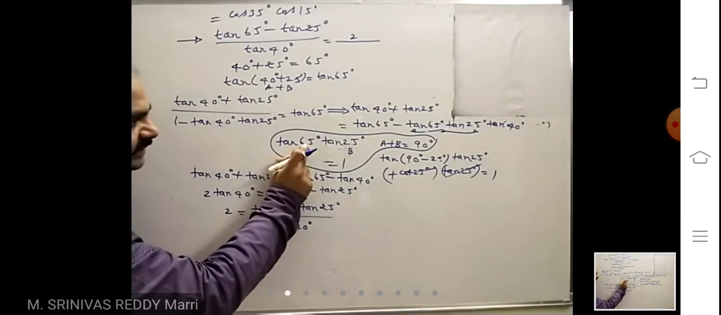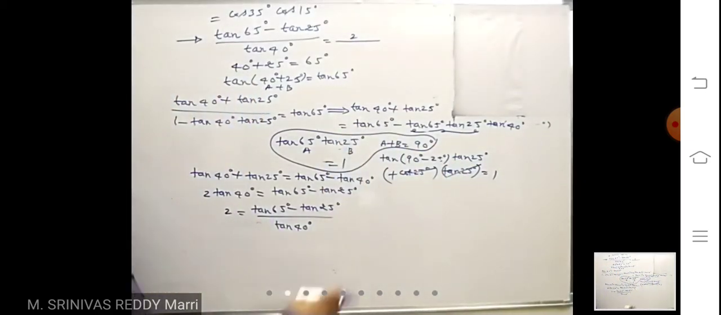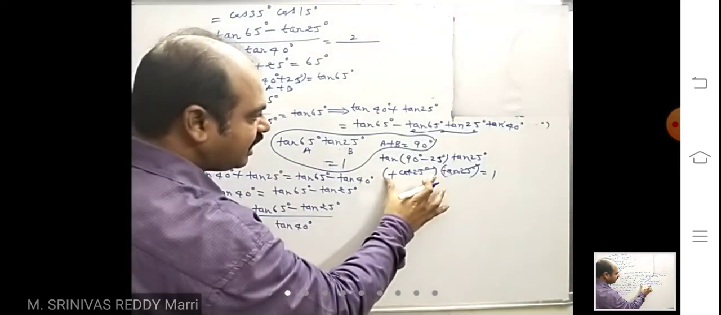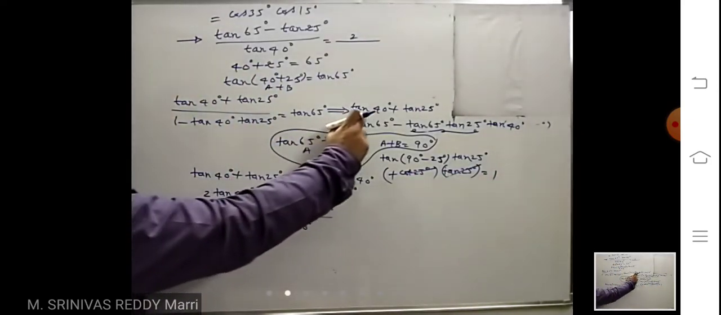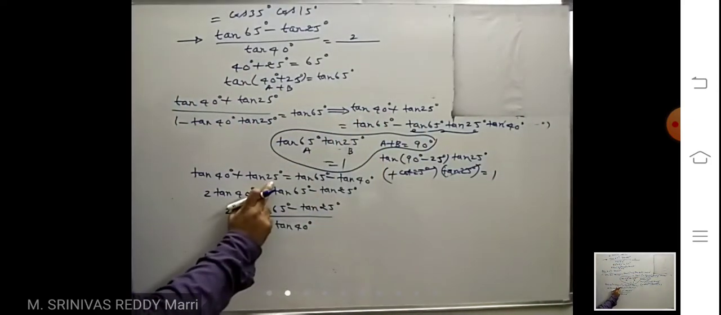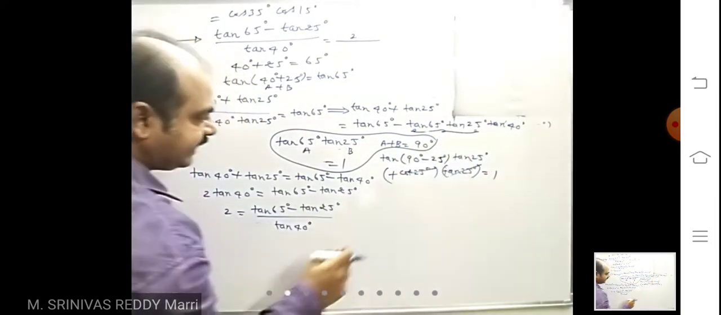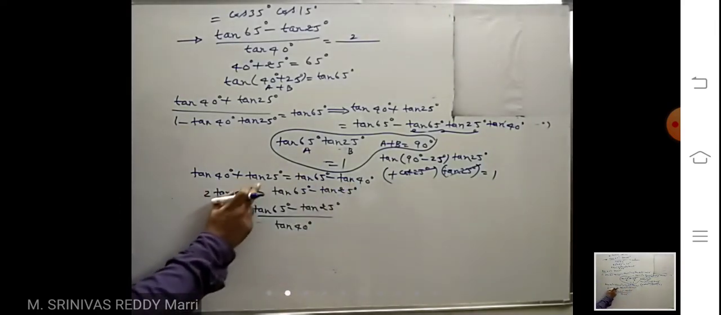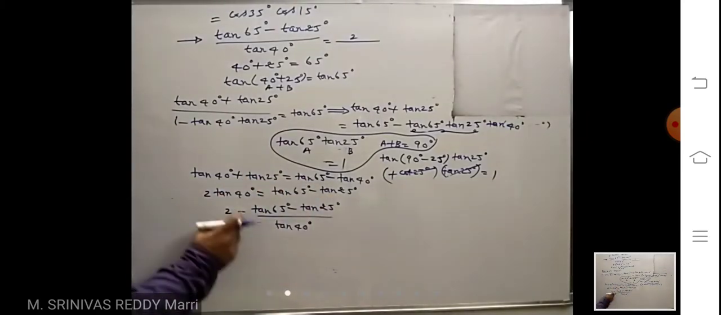Or otherwise, an alternate method: take this one, 65 write it as 90 minus 25, into tan 25. Tan of 90 minus theta is what? Cot theta. So this is cot 25 into tan 25, that means that is 1. Now look at tan 40 plus tan 25 equals tan 65 minus this, which is 1 into tan 40. Tan 40 bring this side, 2 tan 40 equals tan 65 minus tan 25. So therefore if you bring this side, the answer is 2.